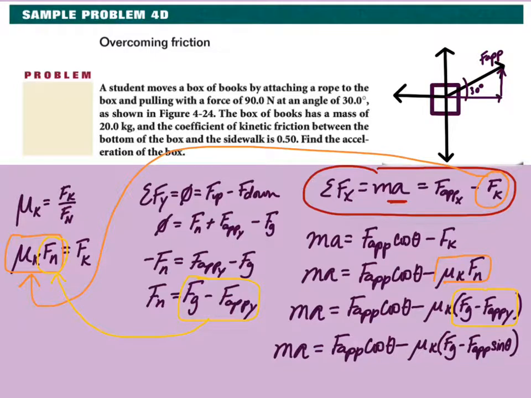I've gone ahead here and substituted F applied cosine theta for my F applied x and F applied sine theta for my F applied y. If we look at the free body diagram, we can see that the force applied on the x is going to be adjacent to the angle, hence why that gets our cosine, and the force applied on the y is going to be opposite, so that gets our sine. Are we ready to solve for acceleration? Ha! By golly, we are.